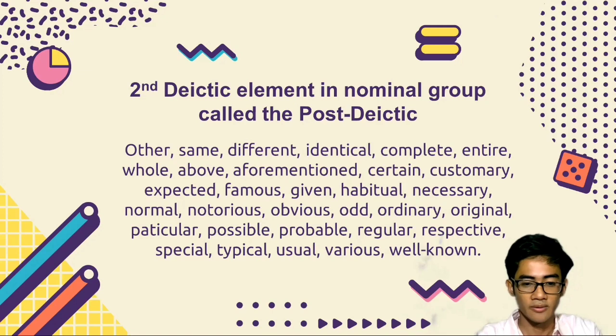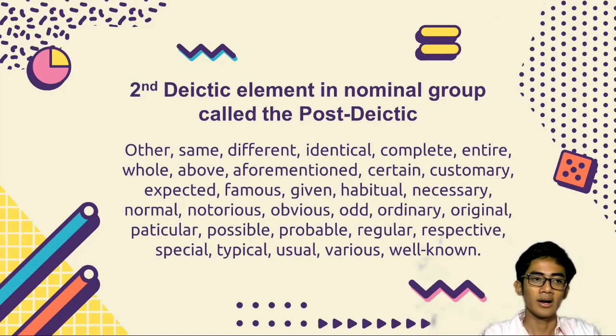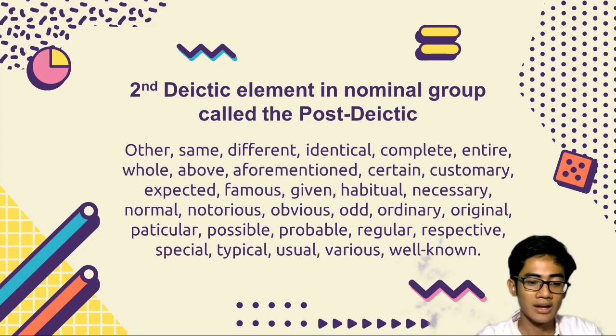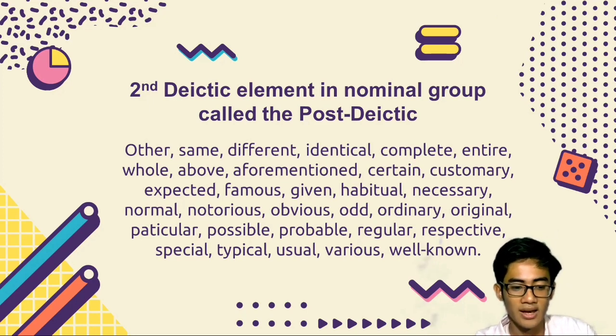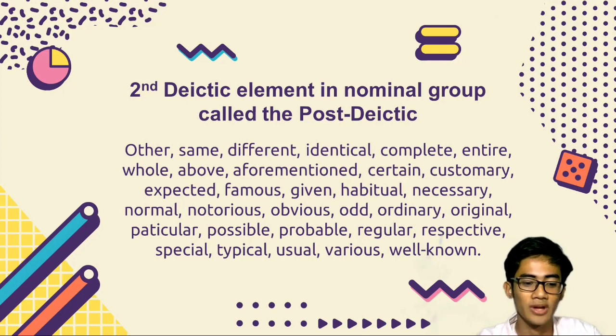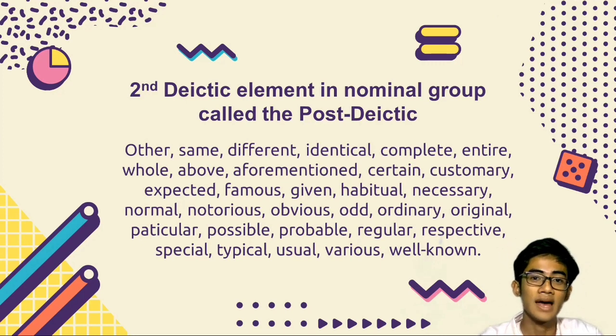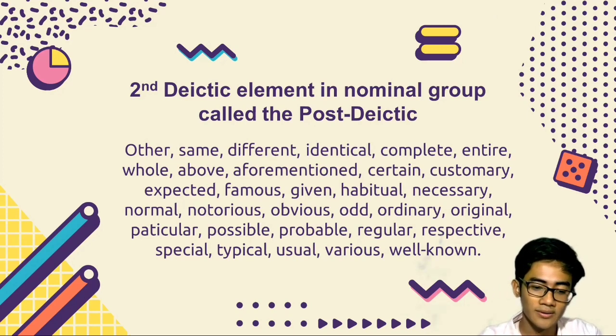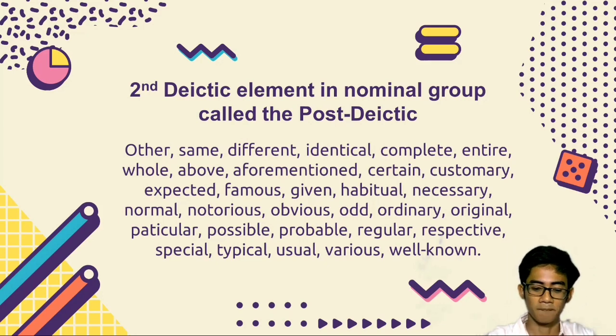The second deictic element in the nominal group is called the post-deictic. In a nominal group there can be a lot of deictics, not just one. For example, the previous example gave us the snake, but we could also add another deictic, which we call post-deictic. For example, the other snake: the acts as a pre-deictic and other acts as a post-deictic. So you can use two different deictics at the same time. Examples of post-deictic use are other, same, different, identical, various, well-known, probable, and so on.